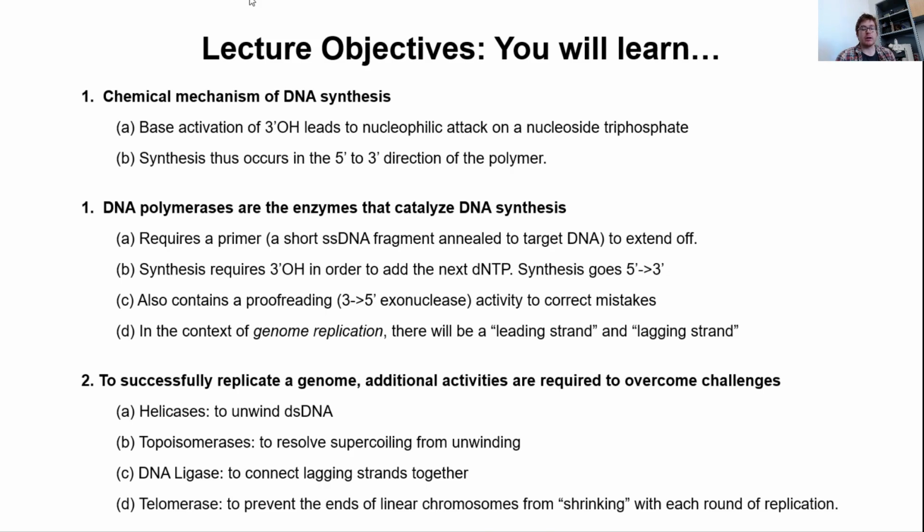And then finally, we're going to learn about how that polymerase activity is embedded in a larger context with other helper activities to actually be able to copy the genome, because there's a lot of things that are going to have to happen to copy the genome. You're going to need to unwind the DNA, and there's some topological constraints that come on. And so we'll learn about how these other enzymatic activities help to ensure we can actually replicate the genome.